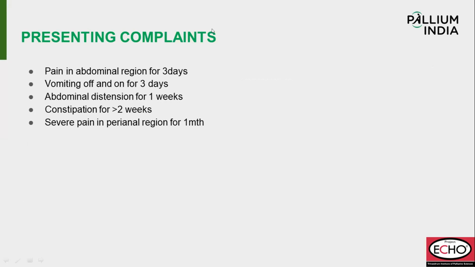So the presenting complaints are pain in the abdominal region for 3 days, vomiting off and on for 3 days, abdominal distension for 1 week, constipation for more than 2 weeks, and severe pain in the perianal region for 1 month.